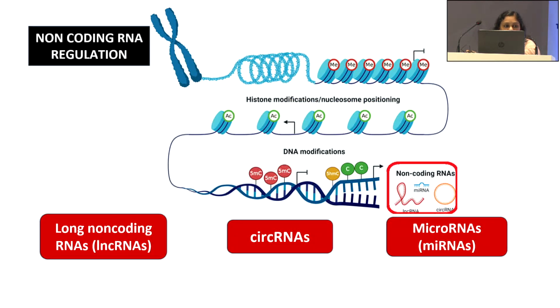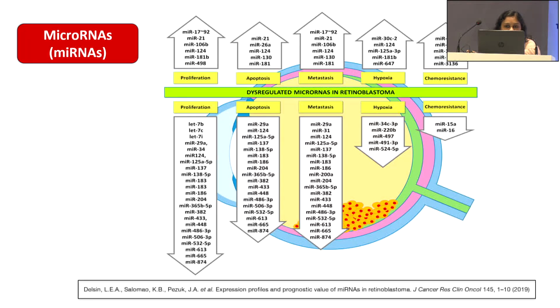It could also be regulated by non-coding RNAs like long non-coding RNA, circular RNA, or microRNAs. And as far as retinoblastoma is concerned, a number of microRNAs have been found to be upregulated and downregulated, and they are currently being researched as potential biomarkers and therapeutic targets in retinoblastoma.